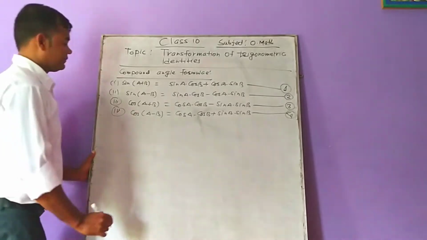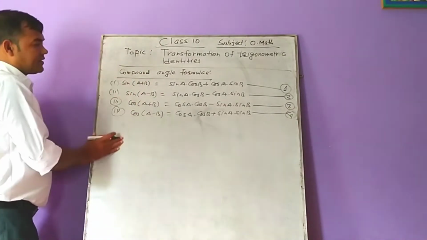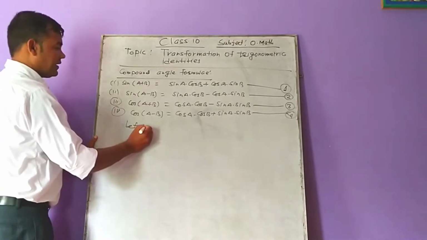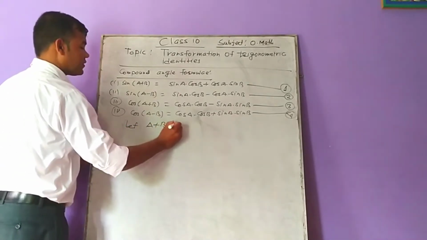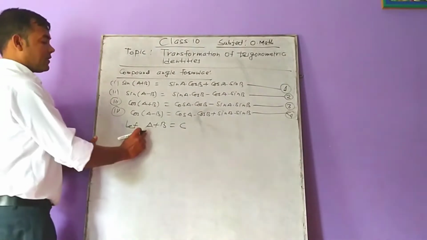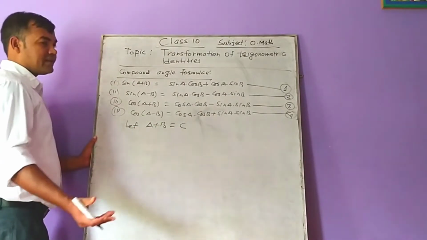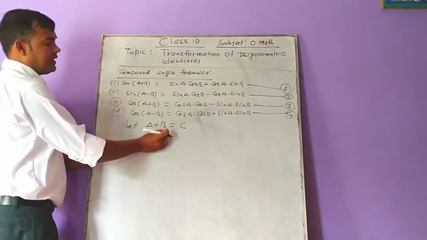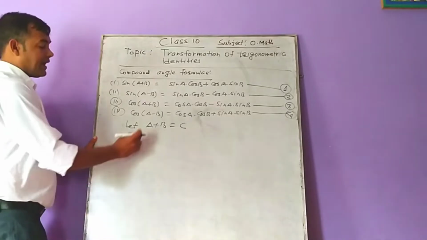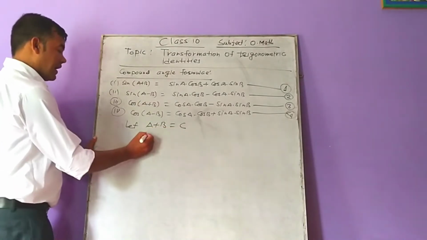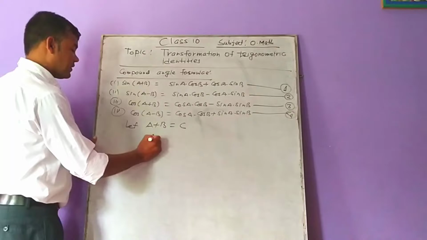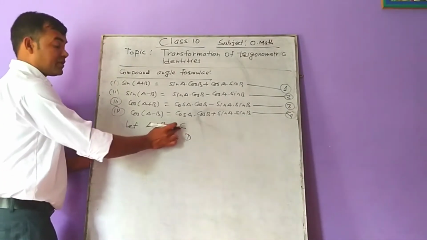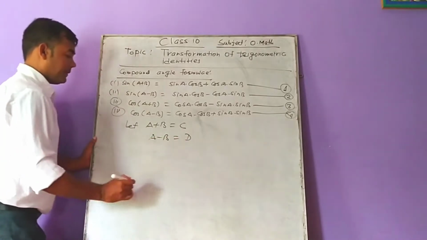So today in this video we are going to explain how to transform these identities into the short form. To transform all these identities, we have to suppose A + B = C. You can say simply that C is an angle whose two parts are A and B respectively. So we can write A + B = C, and we can also suppose their difference as D. So suppose A + B = C and A − B = D.